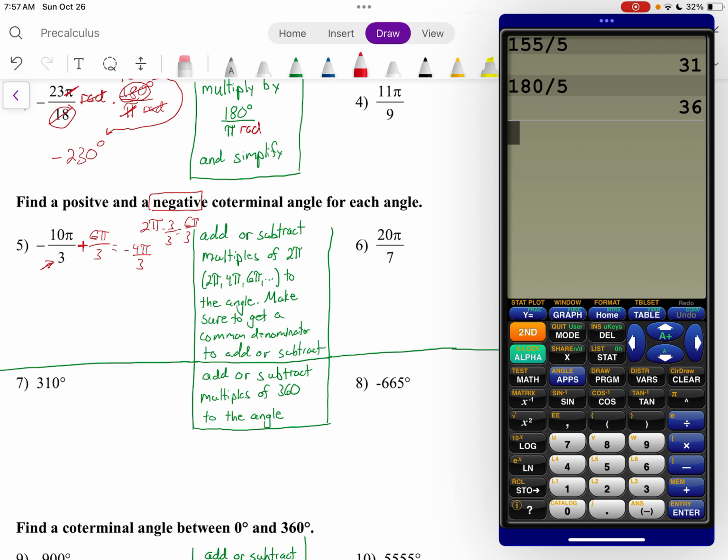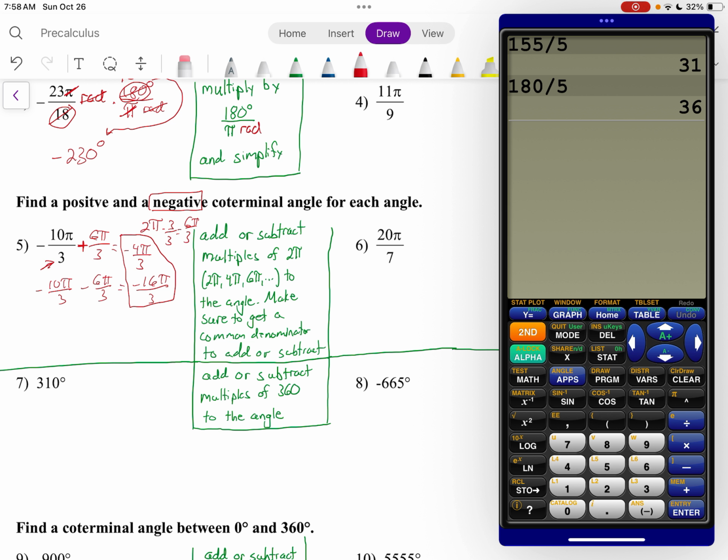We could have subtracted 6 pi over 3. So an alternate answer for this, you could have taken negative 10 pi over 3 and subtracted 6 pi over 3. And that's negative 16 pi over 3. So you don't have to have both of these answers. I can see some of you getting one and some of the other, which is fine. So there's a couple options for a negative. You only need one of them.